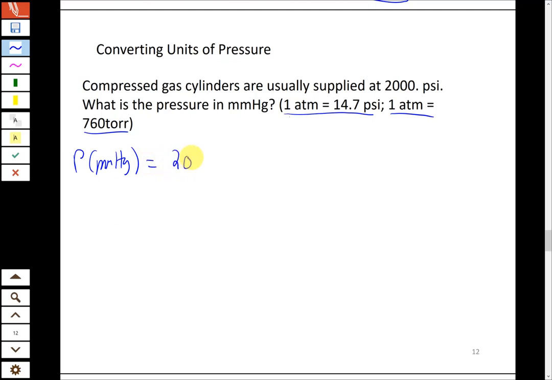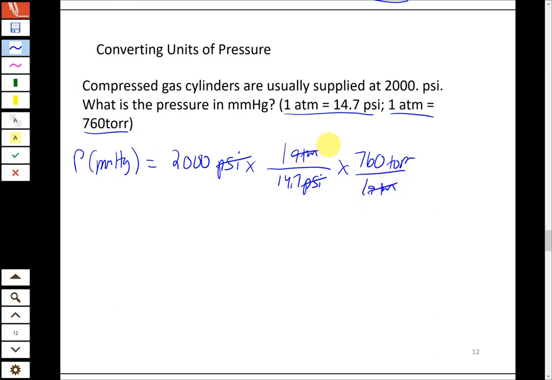So we have 2,000 psi. We have a conversion to atmospheres first. So 1 atmosphere is 14.7 psi. And then once we're in atmospheres, we can go to 760 torr in 1 atmosphere. And then, as we said, this is a trivial one. We didn't have to do it as a separate step. Millimeter of mercury and torr are the same thing numerically.